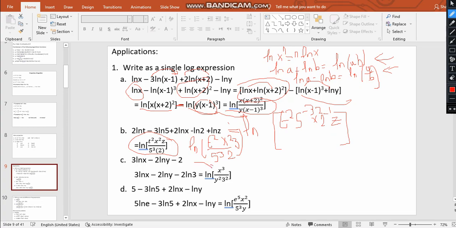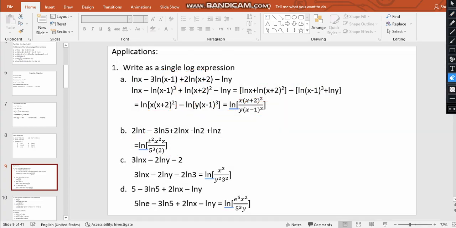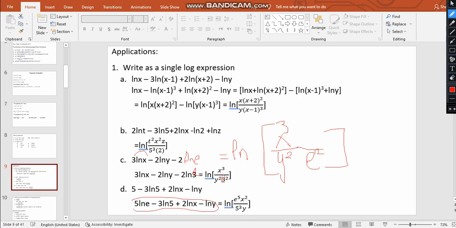Here, in this example, I have 2. You cannot keep 2 as it is, so you need to write it as ln e squared, because ln e is 1. So here what do you get? Ln of x cube up, y square down, and e square down. Here same story, this is ln e; I have put ln e. So e power 5 up, 5 power 3 down, x square up, and y power 1 down.